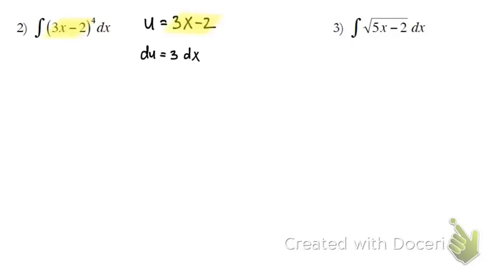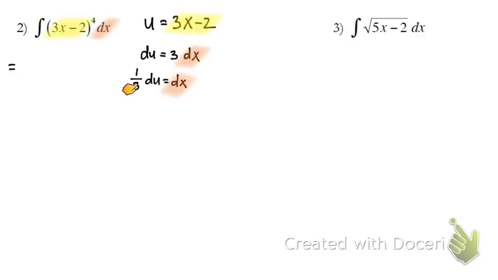I need to replace this dx, because I want everything in terms of u, so I have a dx right here. But notice that I have that 3 in front of it, and I do not need this 3 because I don't have any extra 3's to replace. So to get rid of that 3, I'm going to move it over to the other side by dividing, so that becomes a 1/3 du equals dx. So now there's my substitution.